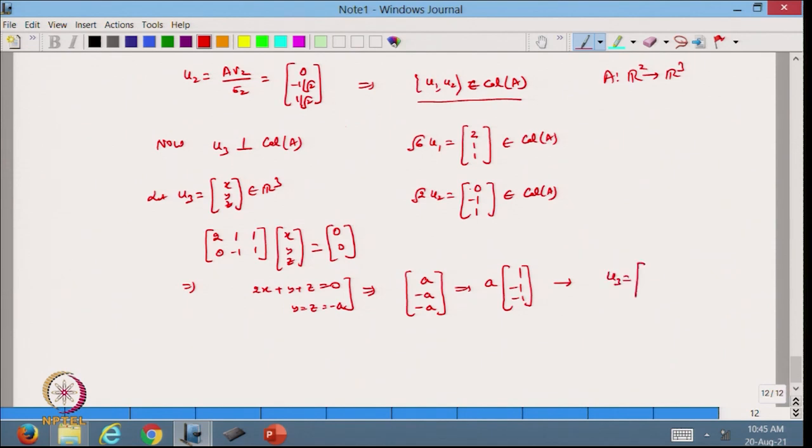So I can choose my u 3 by just dividing by its magnitude. I can write 1 by root 3, minus 1 by root 3, minus 1 by root 3. Or I can choose a equal to minus 1. So I can also choose my u 3 as minus 1 by root 3, 1 by root 3, 1 by root 3. I can choose any one. This is equal to that if a is 1, and this is equal to that if a is minus 1. Everything depends on this. But these are orthogonal to each other, which should be the case, and if you take the dot product you will see they are orthogonal.